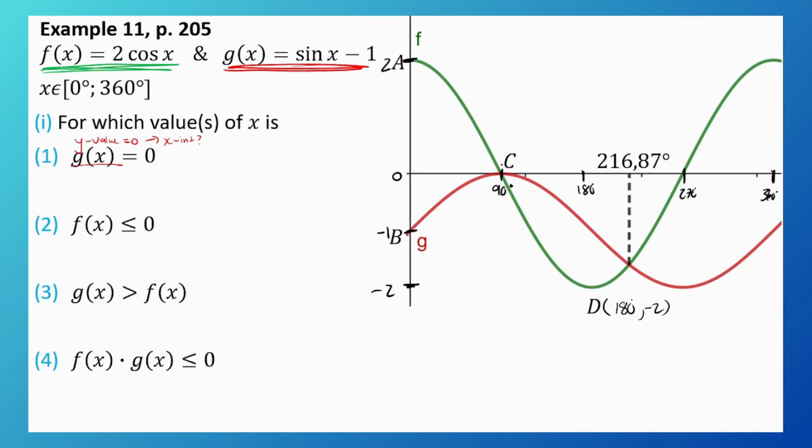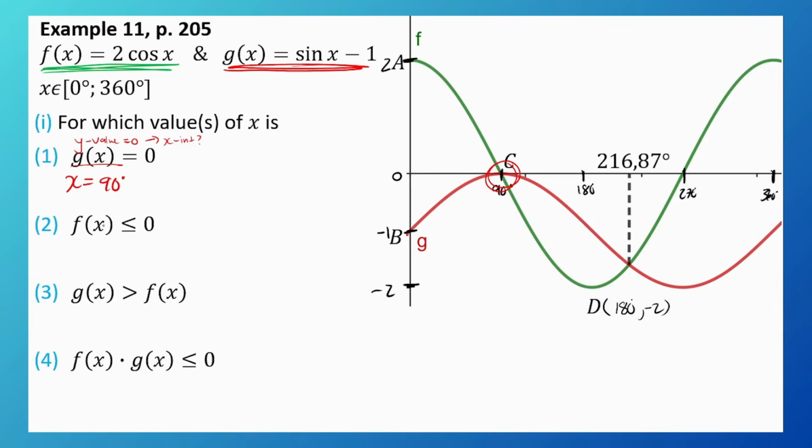Okay, here's the first place. And that happens to be the only place where our graph is cutting the x-axis. So it's at which x values? So it's at x equal to 90 degrees.